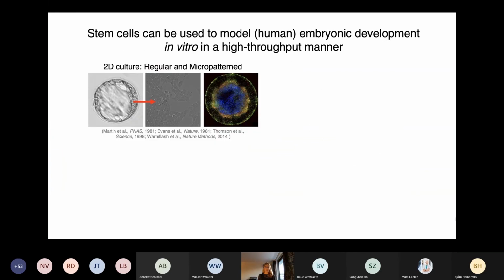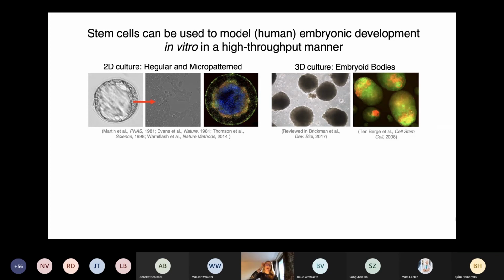The discovery that embryonic stem cells can be derived from embryos and cultured in a pluripotent state solved some of the challenges that I mentioned on the previous slide and allowed scientists to study aspects of development in a high-throughput manner. While the 2D culture protocols developed in the years following this discovery are very useful in studying what signals are relevant for what differentiation pathways, they do not capture the complex three-dimensional morphology of embryos.